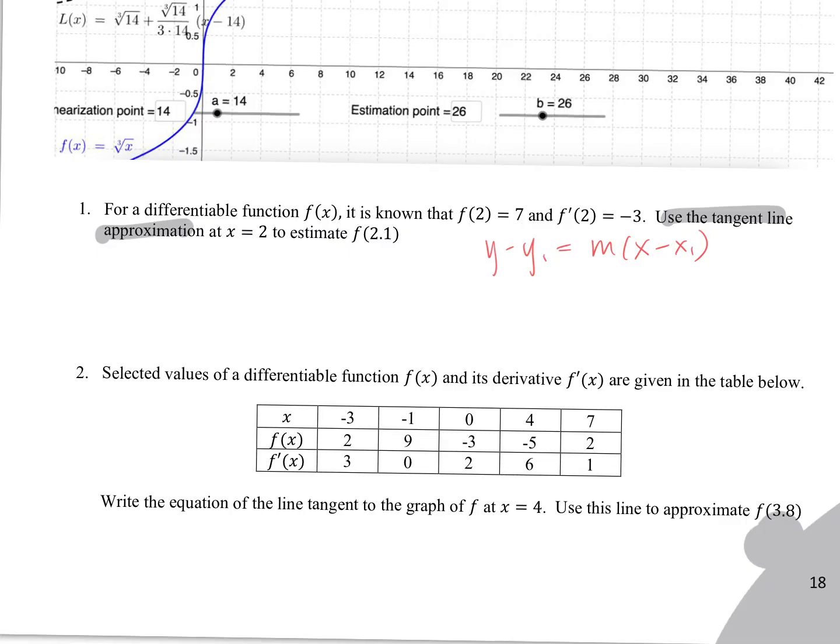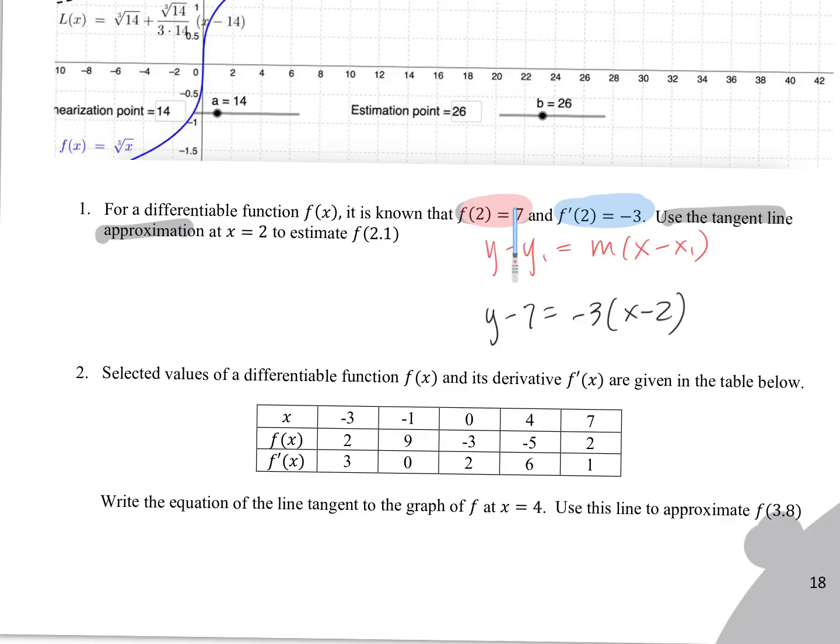Did they give us enough info? Do we have a point and do we have a slope? Yeah, let's go plug that in. What would be that equation of that tangent line? y minus 7. What's my slope? -3. x minus 2. Beautiful. You guys, that's the equation of my tangent line. I don't know anything about this curved function, but they're saying, when x is 2.1, what would be an estimate of that y value when x is 2.1?